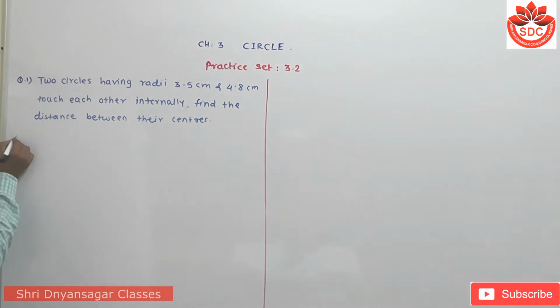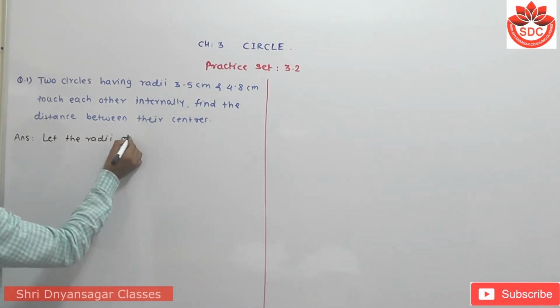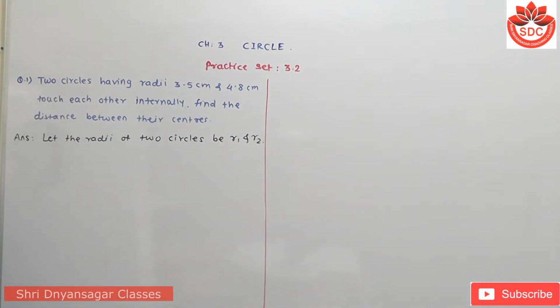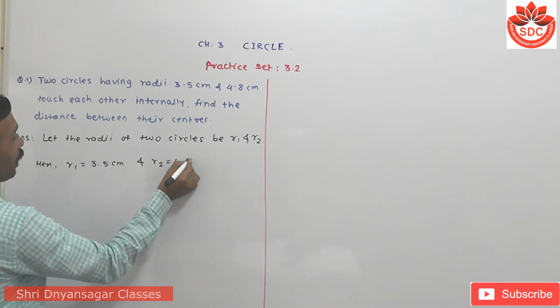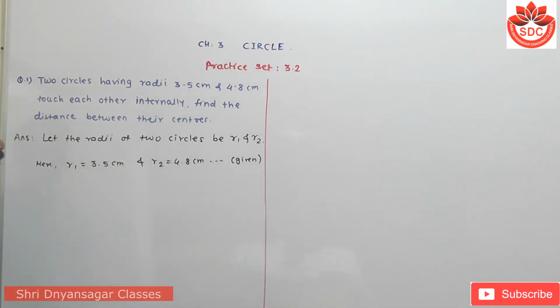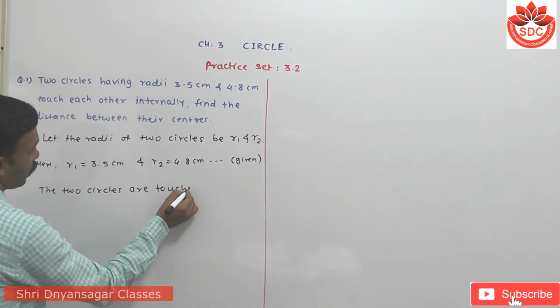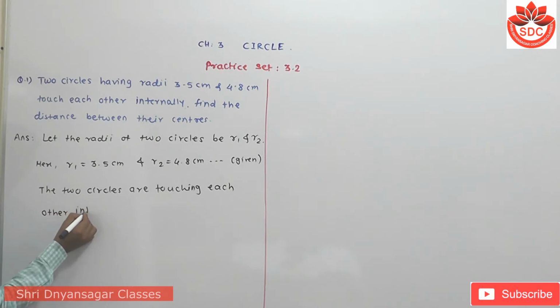So, first I will take the solution. Let the radii be R1 and R2. Here R1 is equal to 3.5 centimeter and R2 is equal to 4.8 centimeter. This is our given. Then the two circles are touching each other internally, meaning they touch in the inner part.